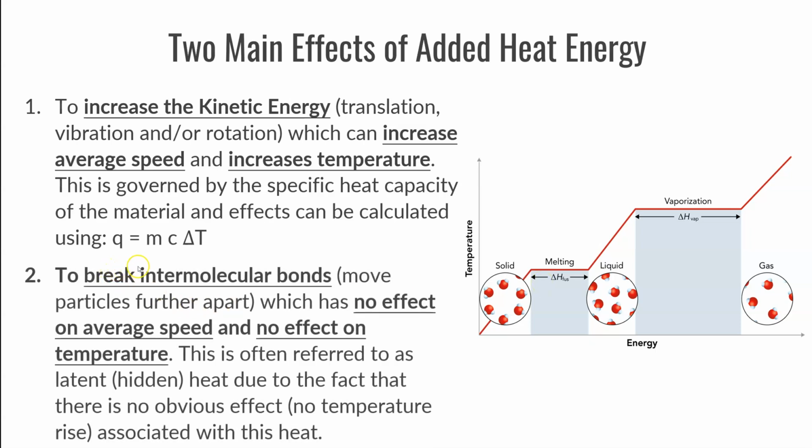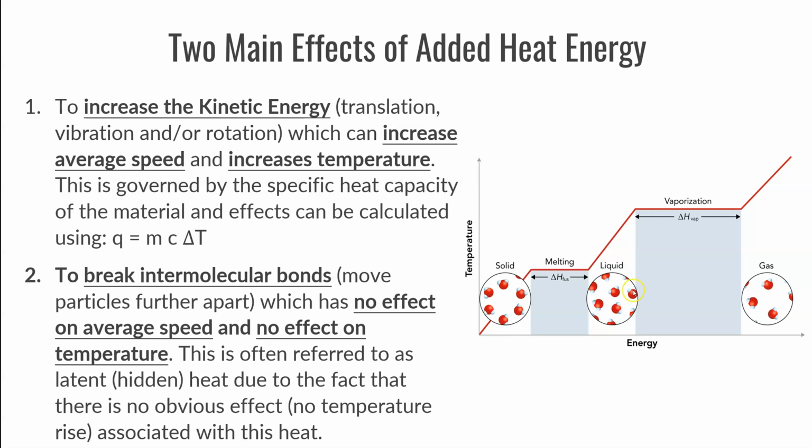Now, in order to break the intermolecular bonds, which have no effect on average speed, this is often called latent heat or hidden heat due to the fact that there's no obvious effect on temperature. So in order to break the IMF bonds from a solid to a liquid, and you're providing that energy in, the temperature will not change. What we're trying to see right here is why that is the case: all that energy is being used to break those IMF bonds. That goes for melting and also for liquid to a gas.